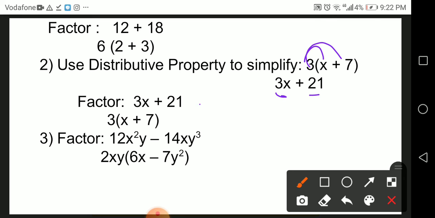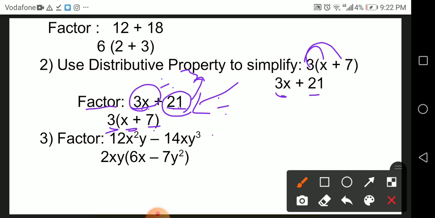Now the opposite of it, to factor. 3x plus 21, both are divisible by 3. So take the 3 outside. 3x divided by 3 gives me x. Again, 21 divided by 3 gives me 7.